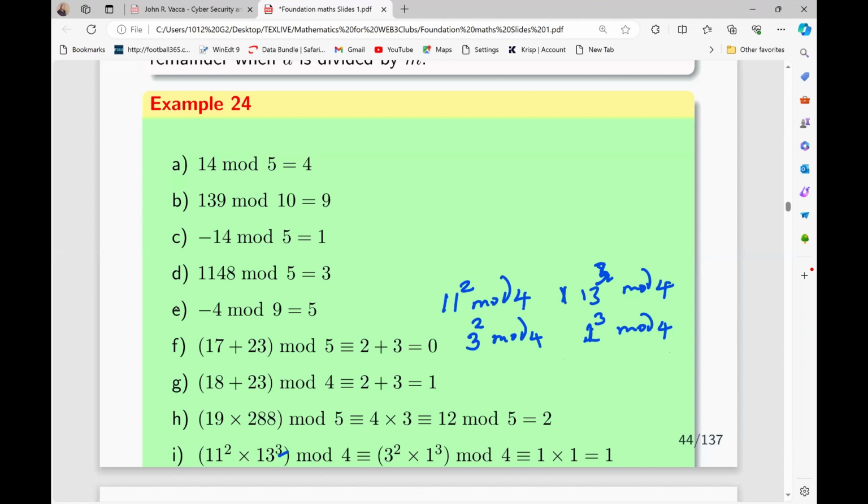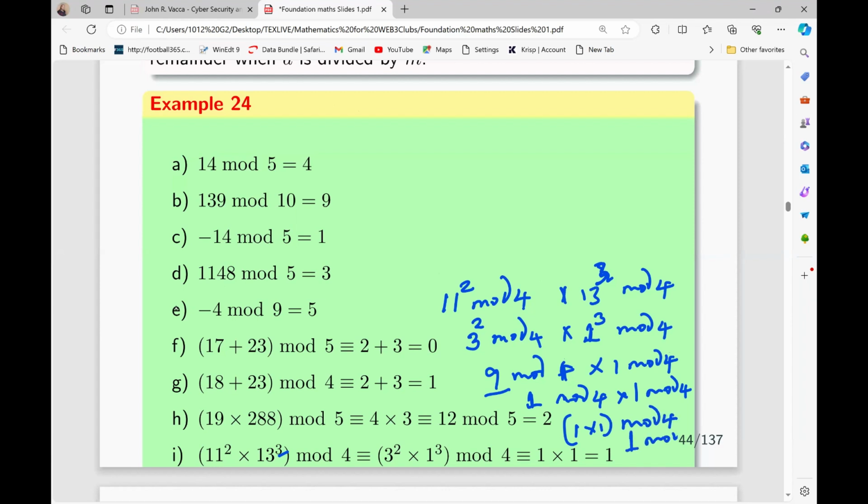So what do you get here? 9. And what about here? 1. But this is bigger than 4, so the remainder can also be 1, times 1. We can factorize this. It's 1 times 1 mod 4, which is 1 mod 4.